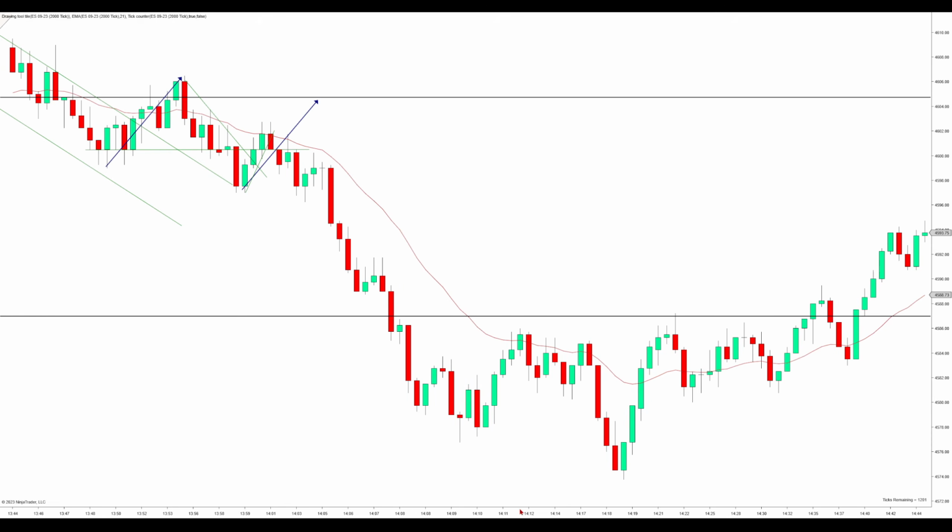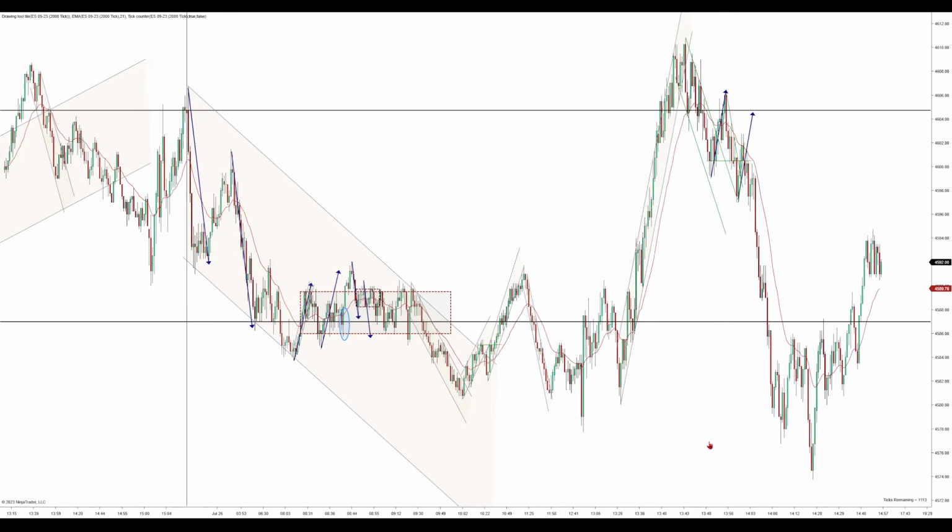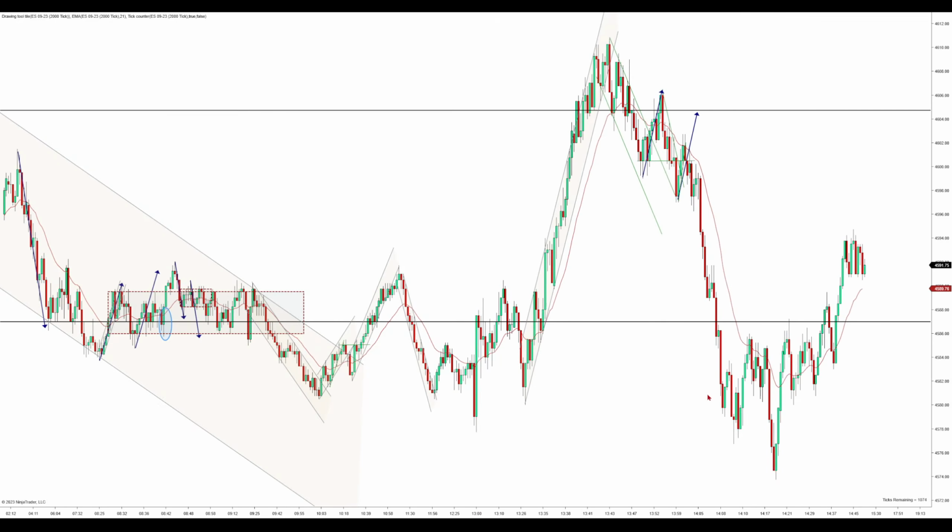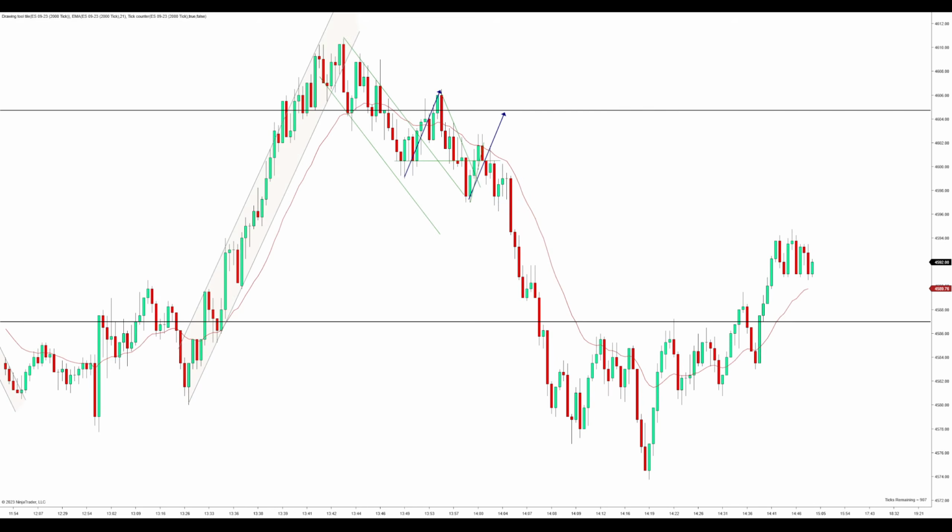It is very choppy, and it almost acted as a symmetry. A lot of times when you spike up in one direction, you'll spike back in the other direction. And that appears to have happened here.